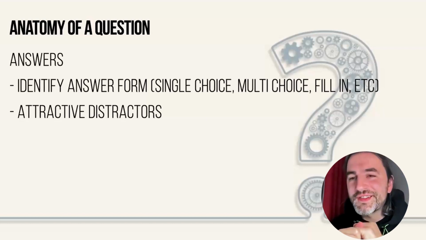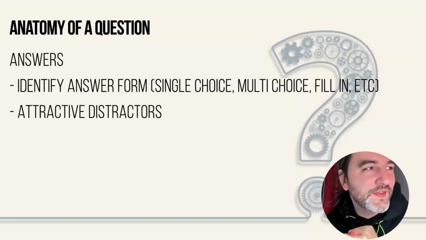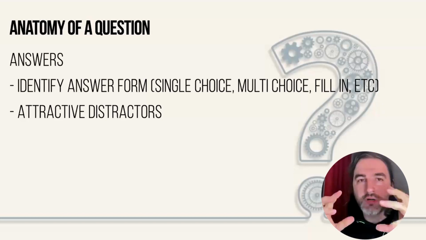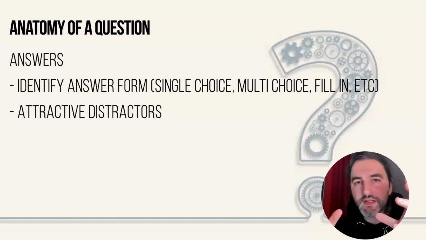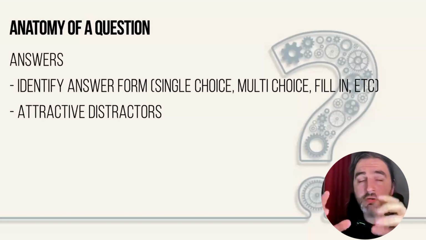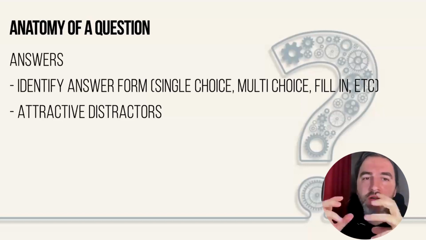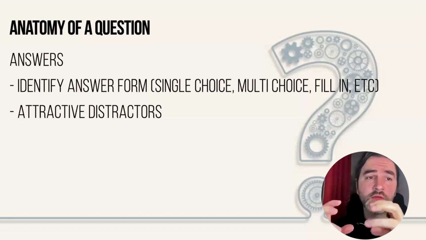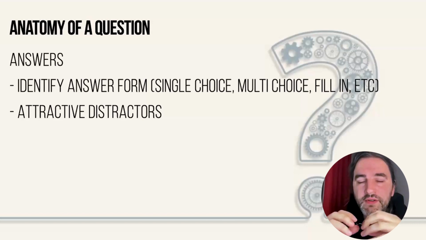Attractive distractors. That's a kind of a pun that I tried to make. Distractors are the wrong choices in a question. So there's a right answer, or a few of those, and then there are wrong answers. The wrong answers that you can choose are called distractors, in case you didn't know, and they need to be attractive. They don't need to be an afterthought.